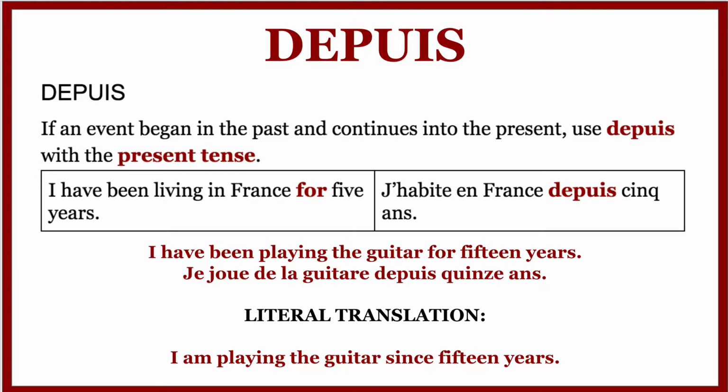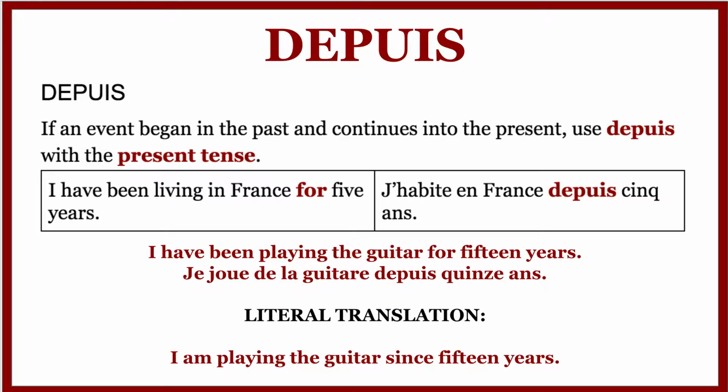But look at how you do it in French. You use the present tense, because the idea is that this event began in the past, but it's still happening right now. So you use depuis with the present tense. The first example I have for you is, I have been living in France for 5 years. Look how I translate that: J'habite, present tense, en France depuis 5 ans.